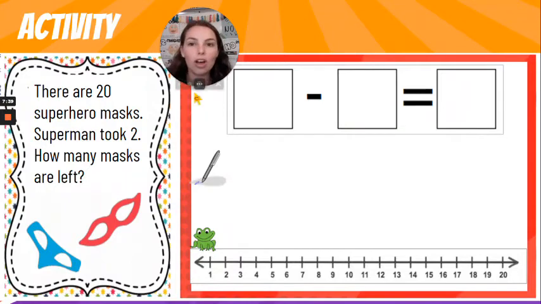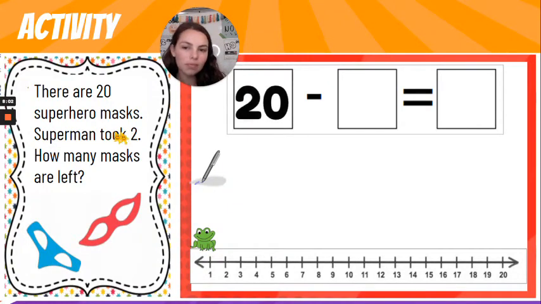There are 20 superhero masks. Superman took 2. How many masks are left? So I see it says 20 and 2. I think 20, that's a huge number, a big number. So I think that's probably going to be the minuend. That's what we start with. And then somebody took 2, so we have to subtract, take away.